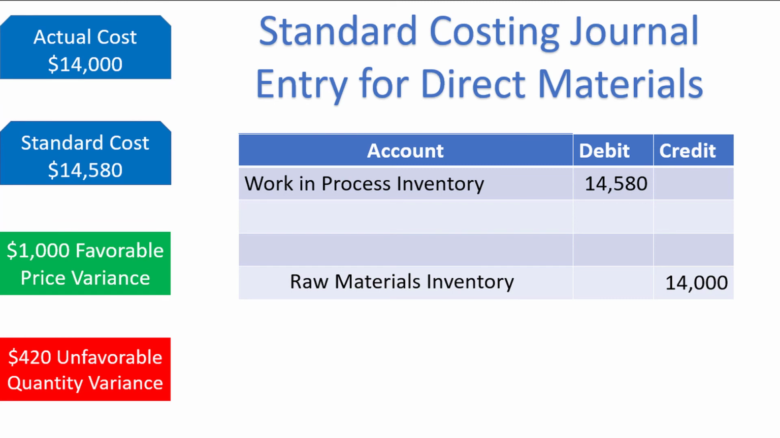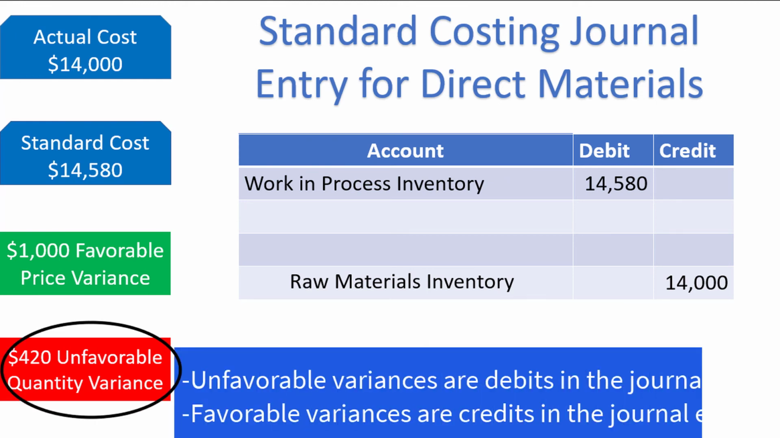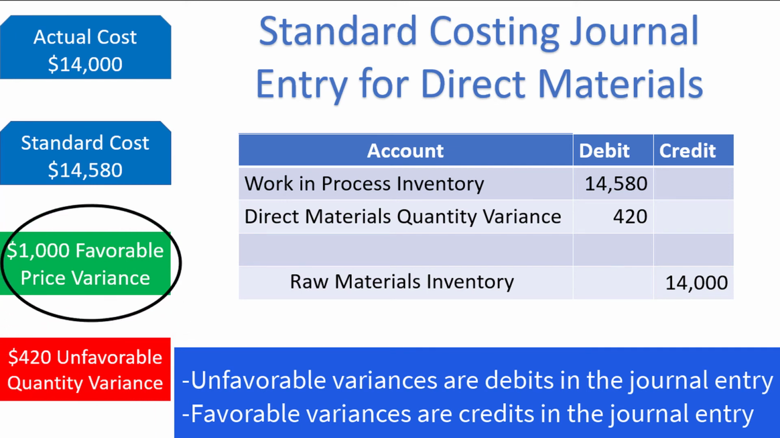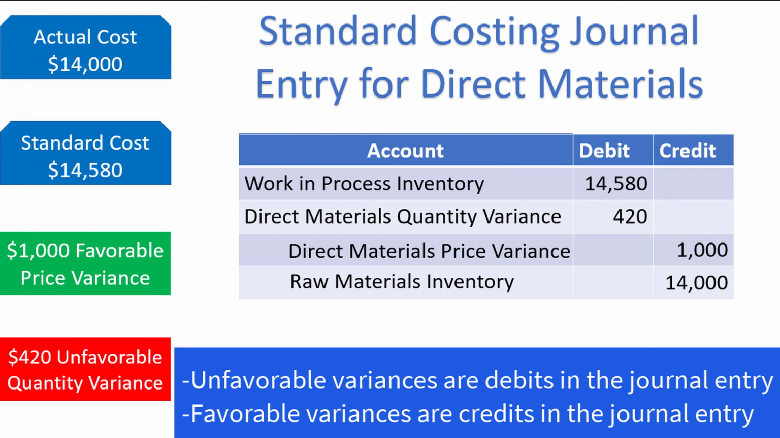The difference between these two values needs to be made up of the 2 direct material variances, the price and quantity variances. The quantity variance is $420 unfavorable. Unfavorable variances translate into debits in the journal entry, so we debit an account called direct materials quantity variance for $420. The price variance is $1,000 favorable. Favorable variances translate into credits in the journal entry, so we can credit an account called direct materials price variance for $1,000. As long as the amounts are immaterial, meaning the amounts are insignificant enough not to influence external user decisions, the variance accounts are closed to cost of goods sold at the end of the period.